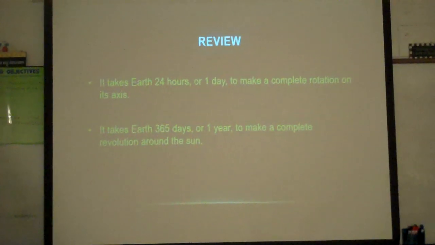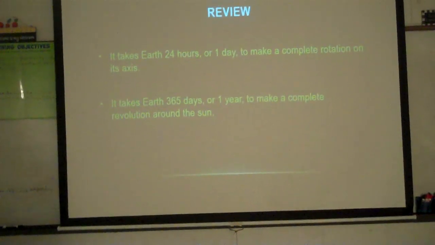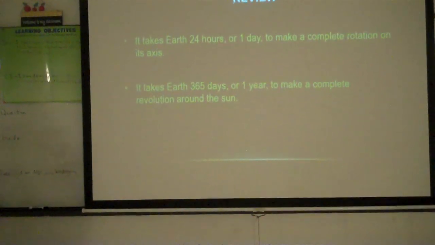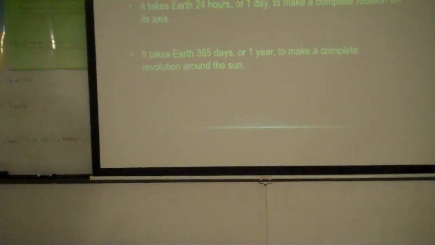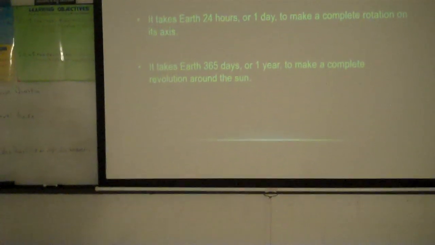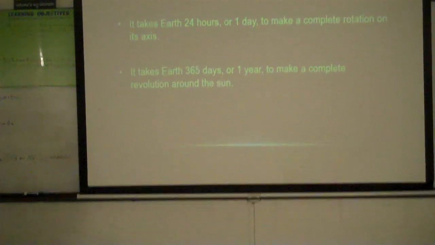Alright, so it takes Earth about 24 hours or a day to make one complete rotation on its axis. Remember, the axis is the imaginary line that goes through the Earth from the North Pole to the South Pole. It also takes Earth 365 days or 1 year to make a complete revolution around the sun.